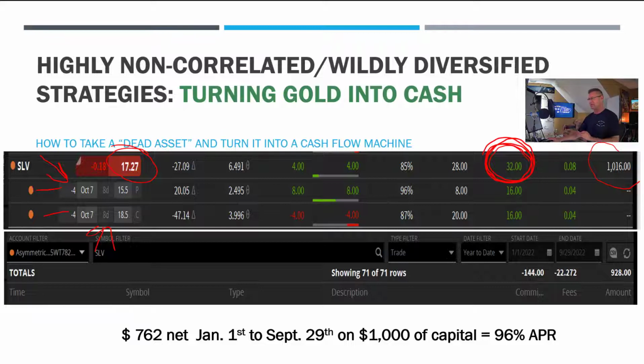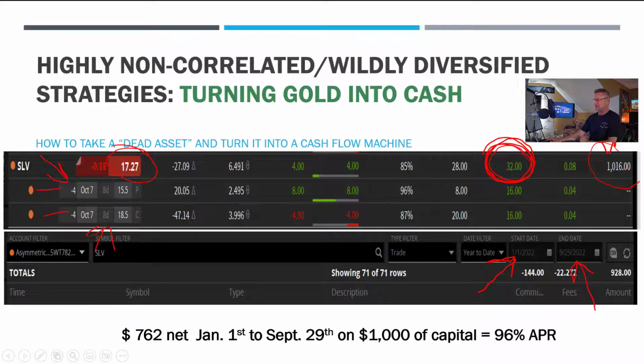Now, what does that mean? Well, our buying power in these silver trades varies, but this is pretty typical right here. This is going to usually be about $1,000 of buying power put into this strategy. And you can see our numbers right here. If you go year to date, so this is going back to the 1st of January, that's the 1st of January to today, September 29th.